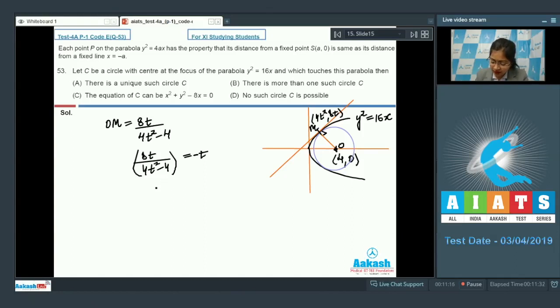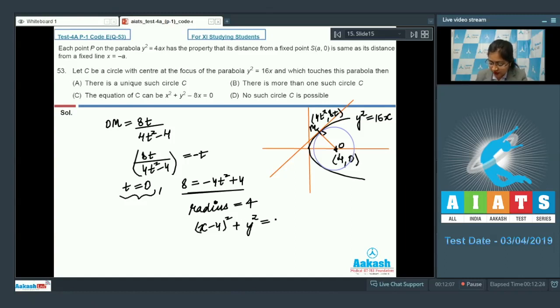Right? So, from here it can be seen that either t is equal to 0 or 8 is equal to minus 4t² plus 4. Now from here we are not getting any real value of t, which means that t is definitely equal to 0. So the point M will be (0, 0). So we can say that the radius of the circle will be equal to 4. Hence the equation of the circle will be (x minus 4)² plus y² equal to 16. Solving this further, we can write x² plus y² minus 8x equal to 0. So this is the required equation of the circle and there will be a unique circle.